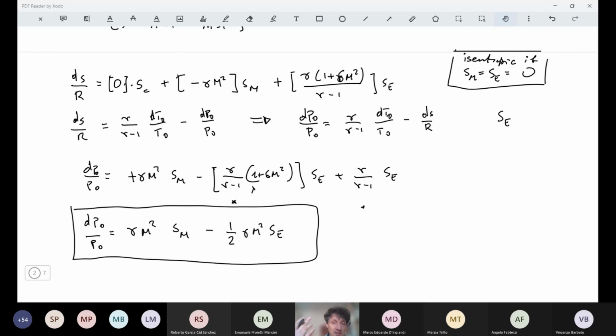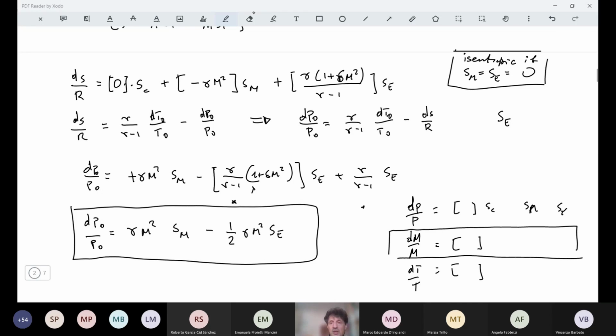One interesting thing is that when we write the system of equations as dp over p, dM over M, and dT over T, what we have on the right-hand side will be some function of Mach number in general, and the source terms SC, SE, SM. So if you now look at this second equation, you see that if we consider the source term as constant, we can, in principle, integrate the equation by separation of variables because I only have as unknown the Mach number.